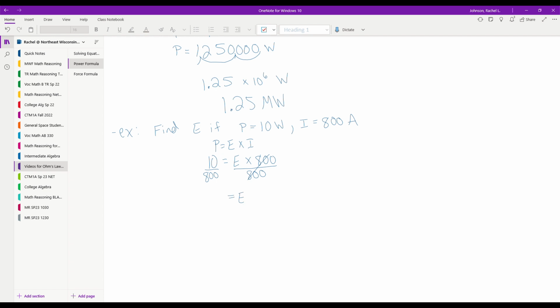10 divided by 800 is 0.0125. And this is not in proper engineering notation, so I'm going to move 3. And now 12.5. This is a number between 1 and 999. It's small, so this is 10 to the negative third. And I'm going to add my unit of volts now for E. 10 to the negative third is millivolts, so 12.5 millivolts.